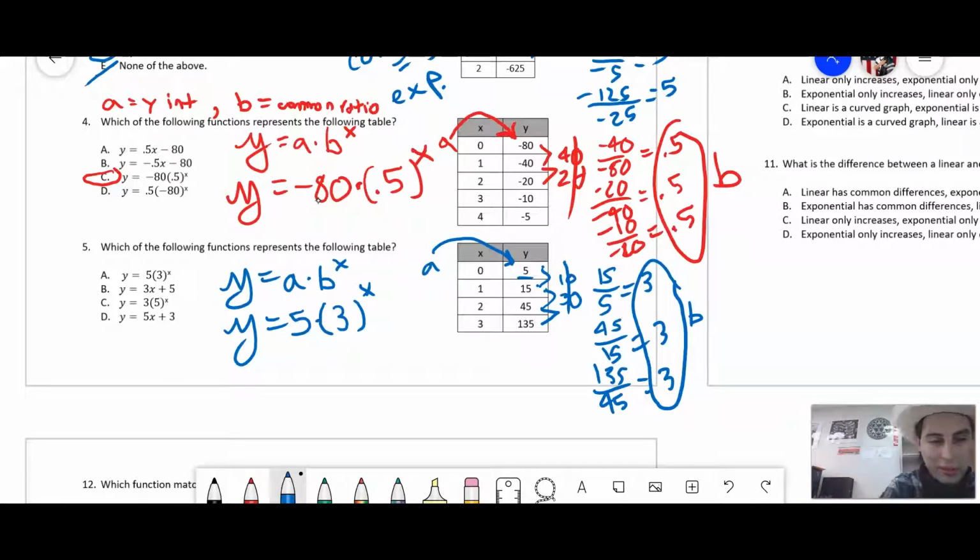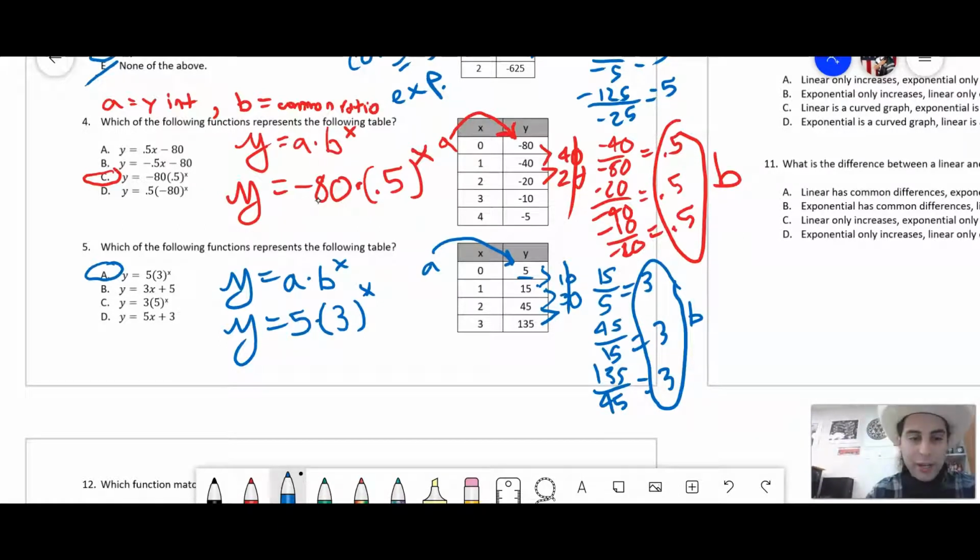So the best answer is A. Do you see how C has it switched up? It mixed up the a and the b, and B and D are wrong because they're linear, and we already found out there's no common difference. It can't be linear.